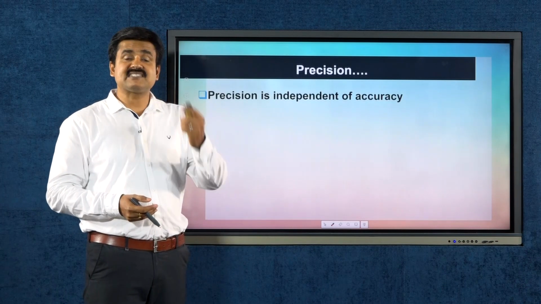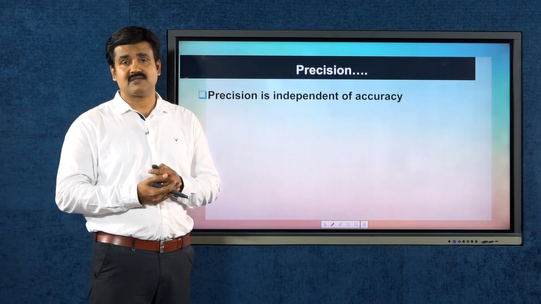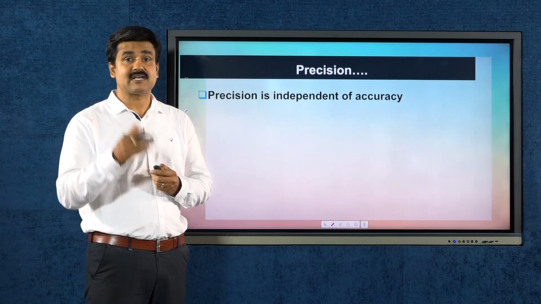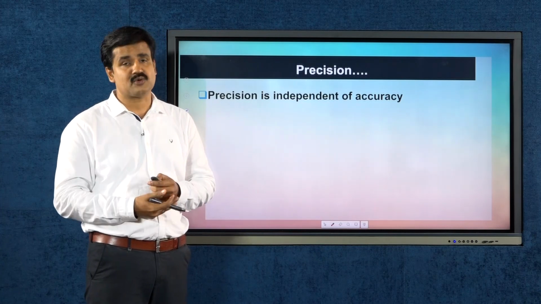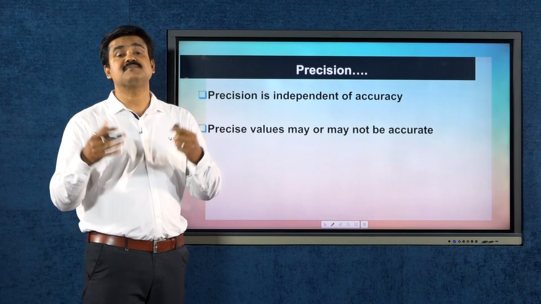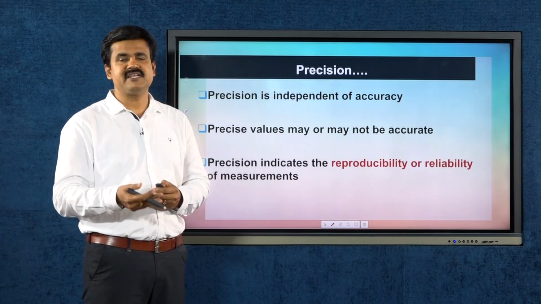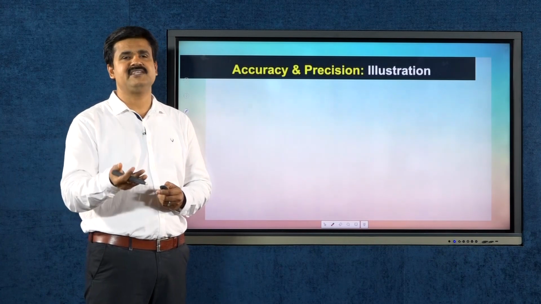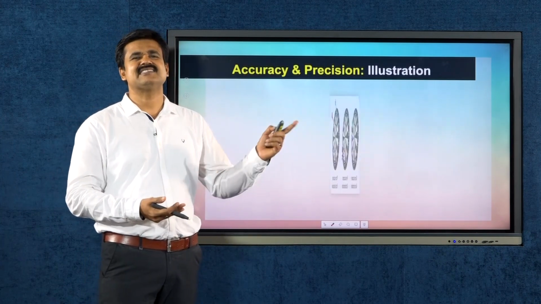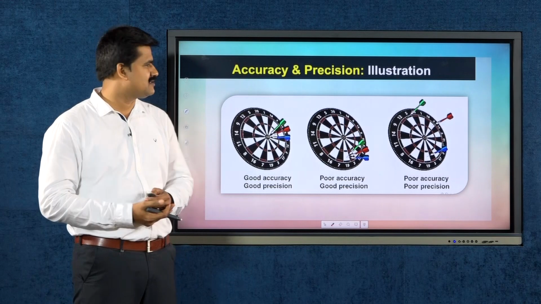Now, precision is independent of accuracy. If you get some precise values in repeated measurements, that doesn't mean accuracy. Precise values may or may not be accurate. Precision indicates reproducibility or reliability of the measurement. This is a comparison between accuracy and precision.